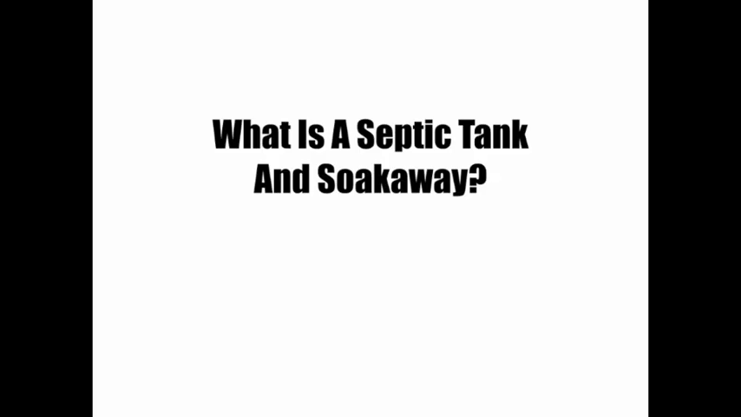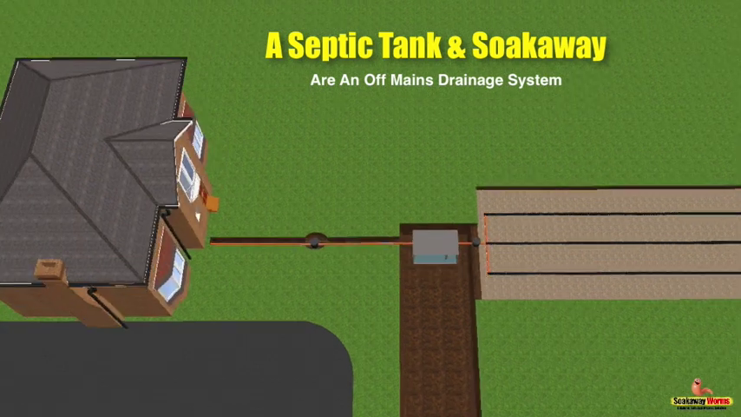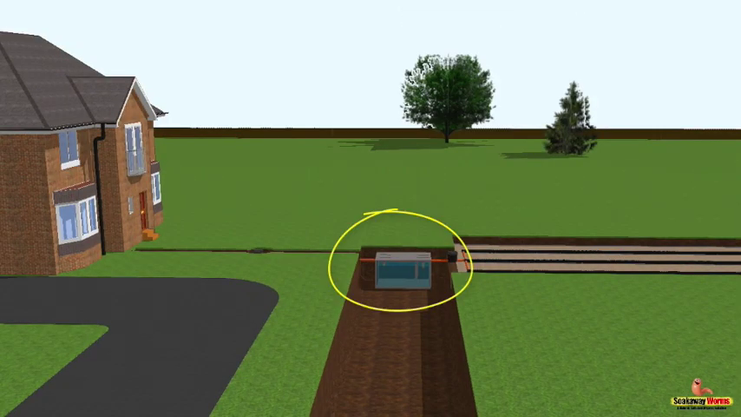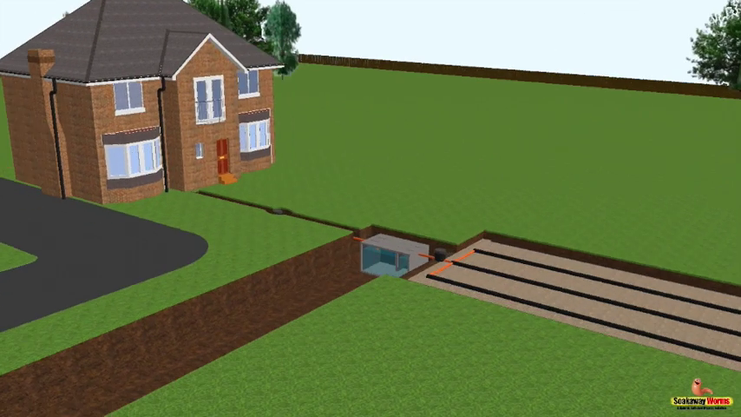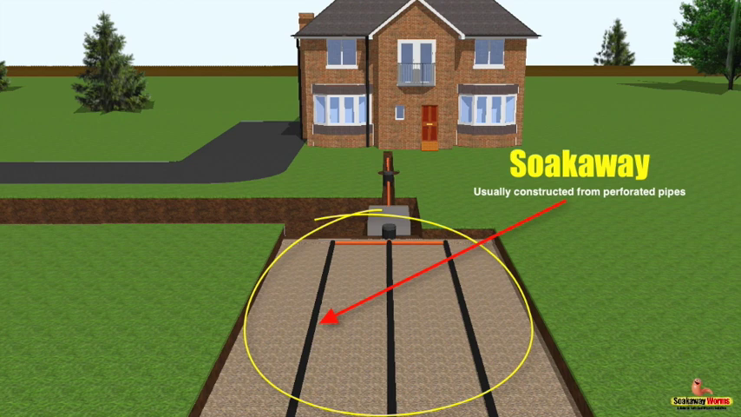So, what is a septic tank and soakaway? A septic tank and soakaway are for properties not connected to mains drainage. A septic tank can be made from concrete, plastic or fiberglass. And soakaways are generally constructed from perforated pipe, gravel or soakaway crates.